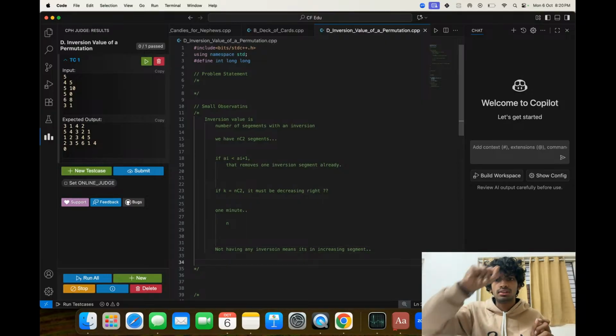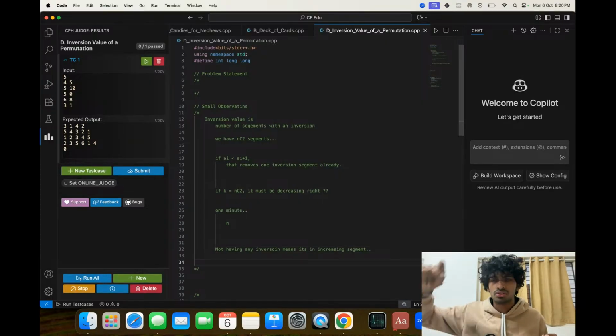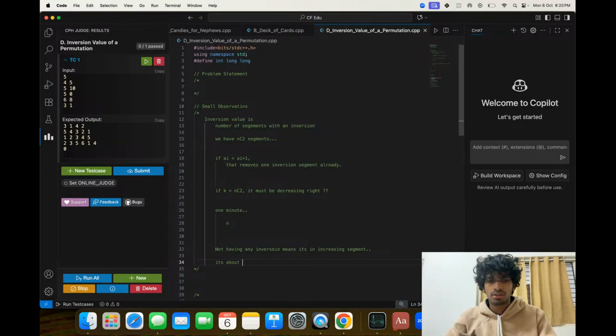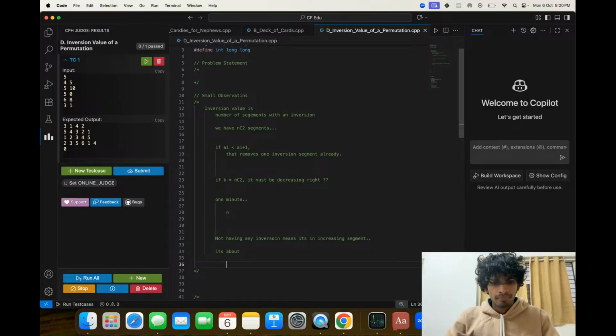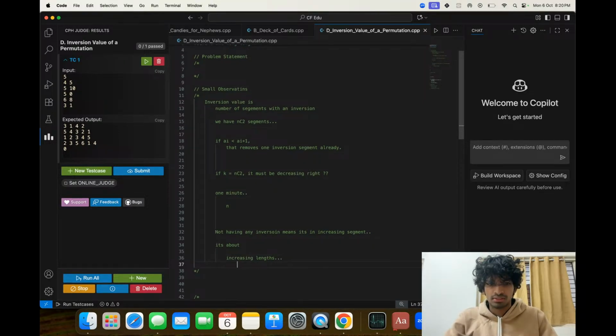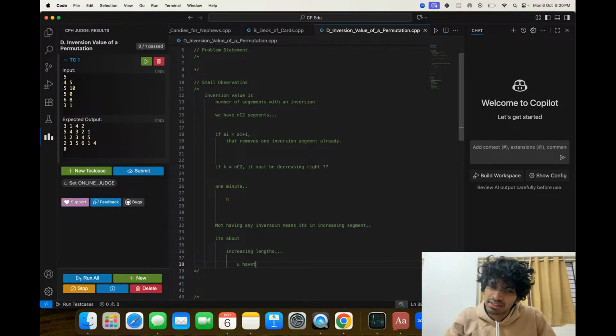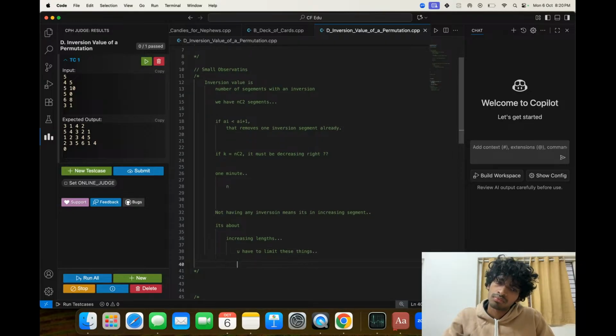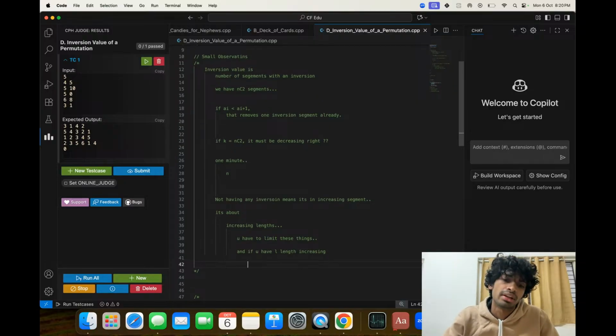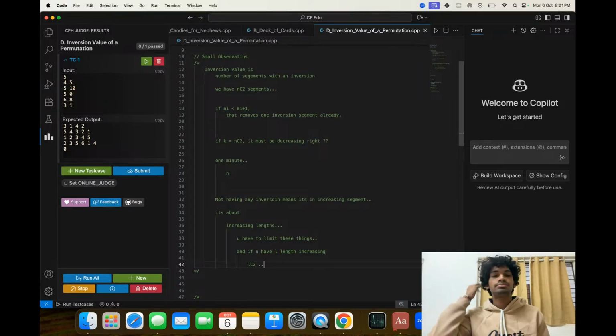So if you see increase and then decrease and then increase and then decrease, so it's about increasing lengths. You have to limit these things. And if you have L length increasing, seeing the complement is better here. That gives you LC2 segments, right?